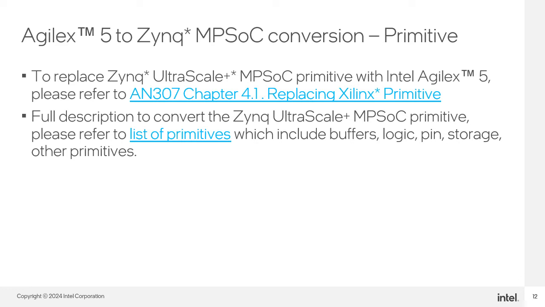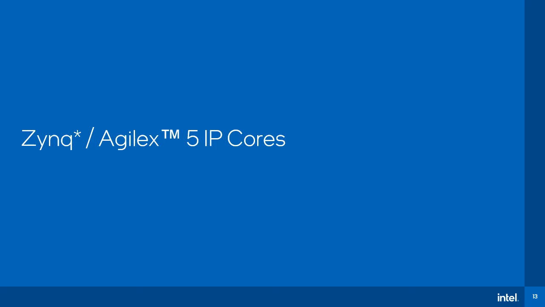Primitives perform dedicated functions in the FPGA and implement standards for I/O pins in Xilinx devices. Primitive names are standard. Please refer to FPGA Application Note 307 for more information on replacing primitives. Let's talk about converting your IP cores.